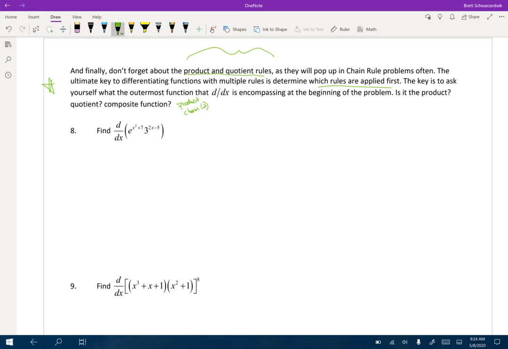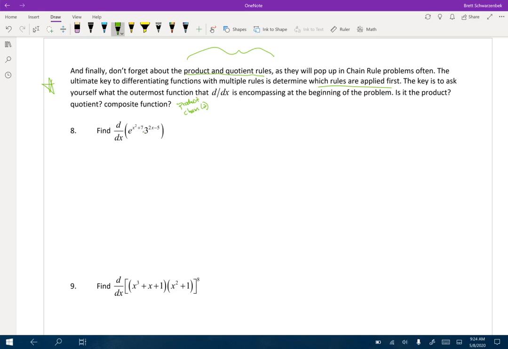But the real question is, in order to get this problem correctly derived, we need to determine which rule goes first. So my question is, is the derivative on each of the chain rules right now, or is it on the entire product? This is a little bit tough for students, but the right answer is that it's on the entire product.